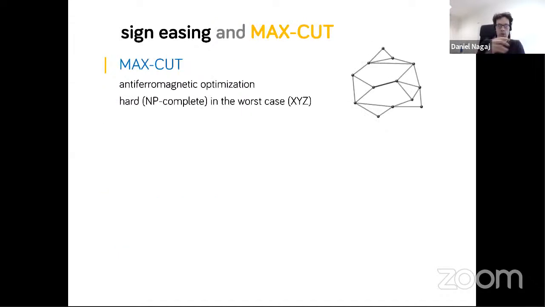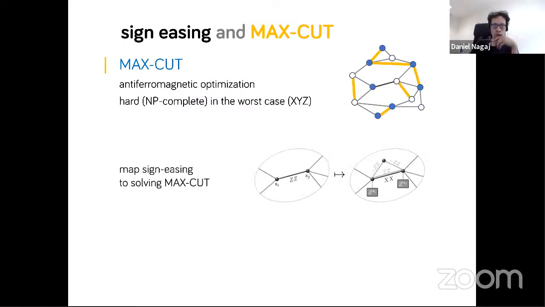So the problem that I have talked about, that we are transferring the sign problem into, Max-Cut, is basically an antiferromagnetic optimization. Imagine that you have a graph, and you have spins that can be up and down. And now we are asking to find the optimal antiferromagnetic configuration. So try to put spins up and spins down on the vertices, and have as many as possible have opposite directions if they sit on a particular edge. And then what we do, we map our sign easing into solving Max-Cut.